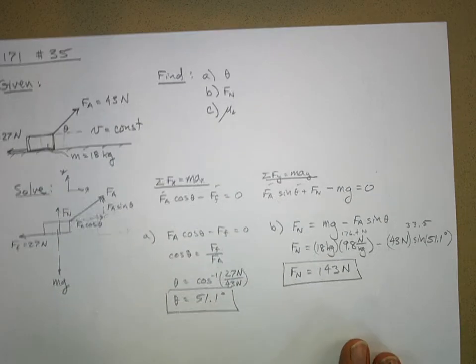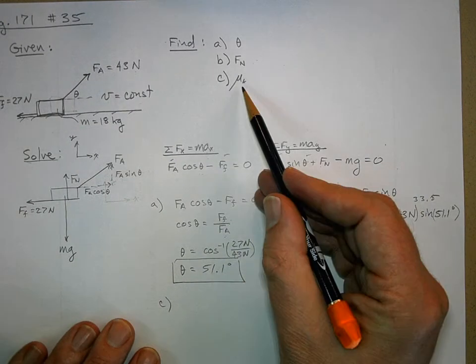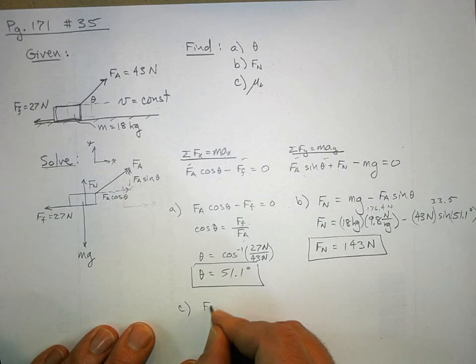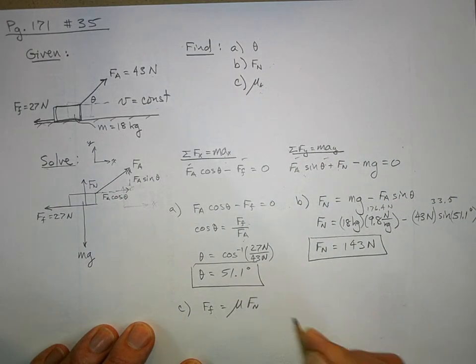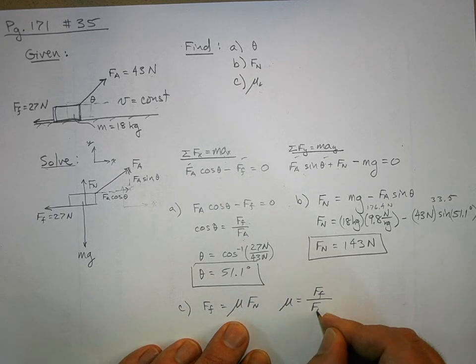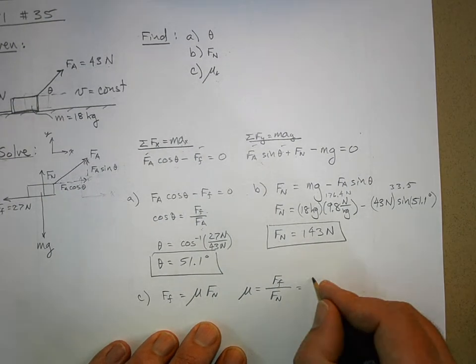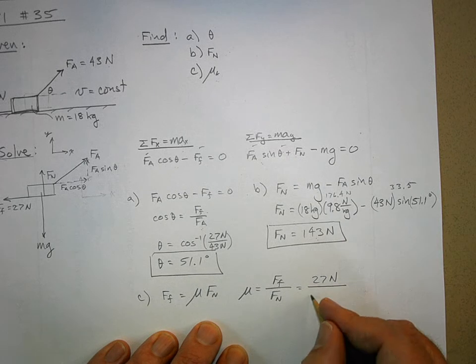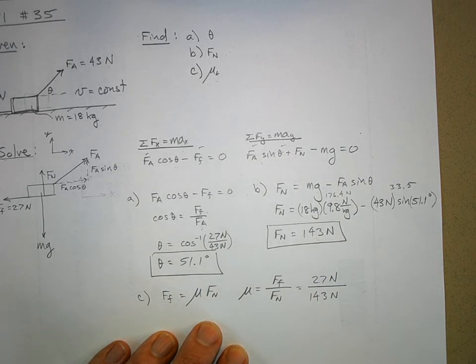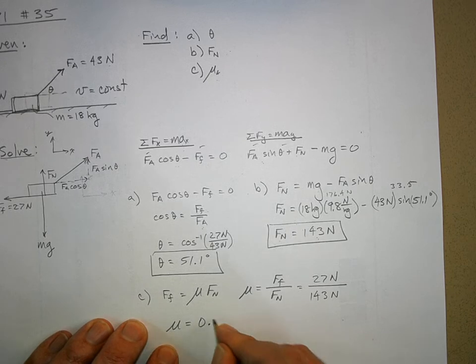All right, and then for part C, well, we're looking for mu, and we know that the force of friction is equal to mu times the normal force. So mu will equal the force of friction divided by the normal force. You can use this as a basic equation if you want. And so the force of friction was given to be 27 newtons. My normal force is 143 newtons. So mu turns out to be 0.188, or 0.19. I'll just round it off to 0.19.